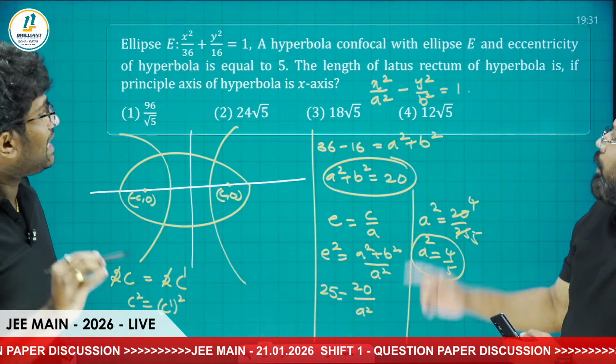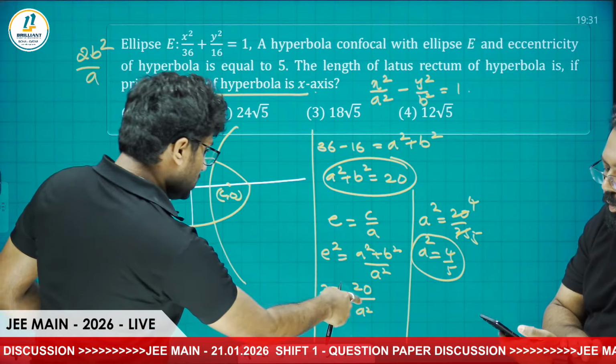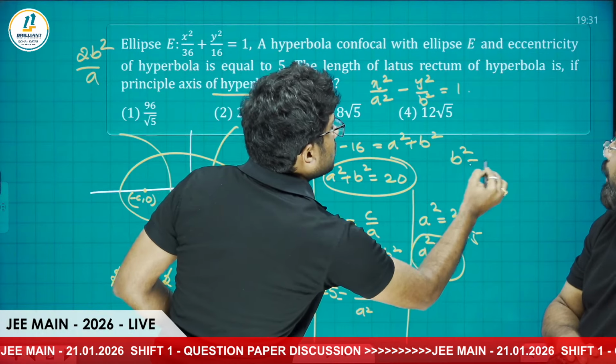They are asking us to find the length of the latus rectum of the hyperbola. What is the length of the latus rectum of the hyperbola? 2b square by a. So we need b square also. If you substitute, it is 20 by 25, fine. Now b square is equal to 96 by 5. If we substitute that here, we have 2 into b square, which is 96 divided by 5, whole divided by 2 by root 5. So 2 gets cancelled, and we get 96 by root 5, which is option A.